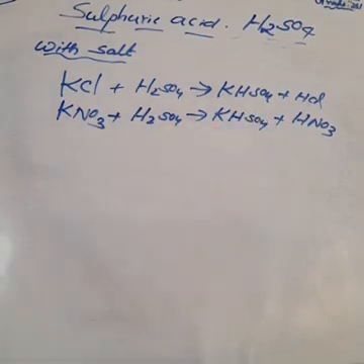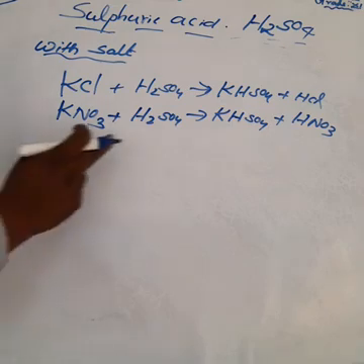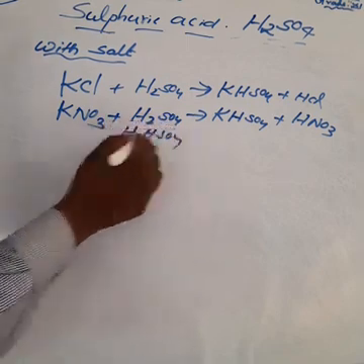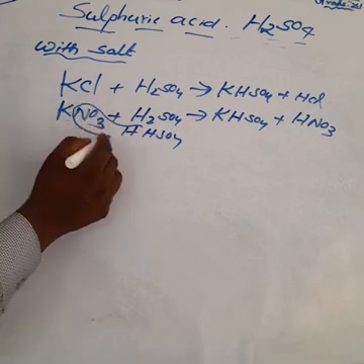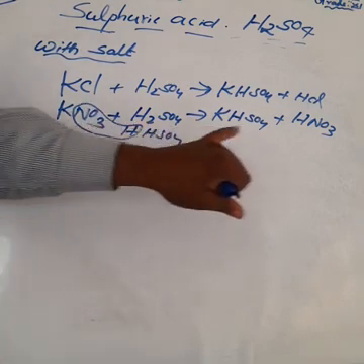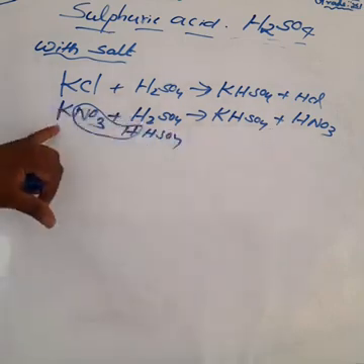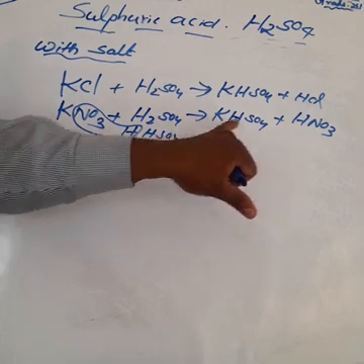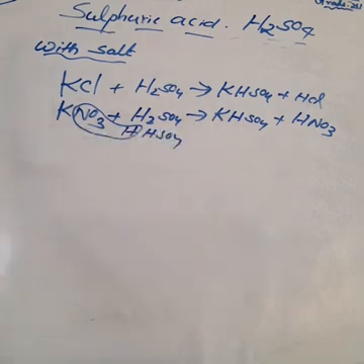KHSO4. You all know that one, how to write the equation. Sulfuric acid can be written as HSO4. This hydrogen combines with NO3, we get HNO3. Next, what is remaining here? Potassium combines with bisulfate to form KHSO4. Now the equation is balanced.